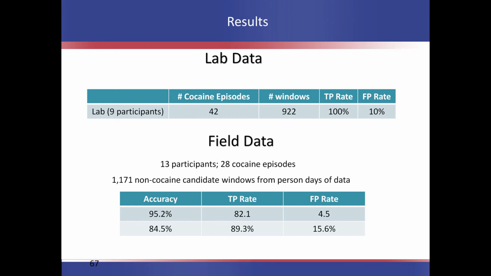We had more than 1,000 non-cocaine episodes, to which we applied our model to see if it is able to rule them out. We can have a false positive rate of 4.5% for this large non-cocaine data if we keep the true positive rate at 82%. I'm reading off the ROC curve, which is explained in the paper. If we want to improve the true positive rate, then we get some penalty in the false positive rate.